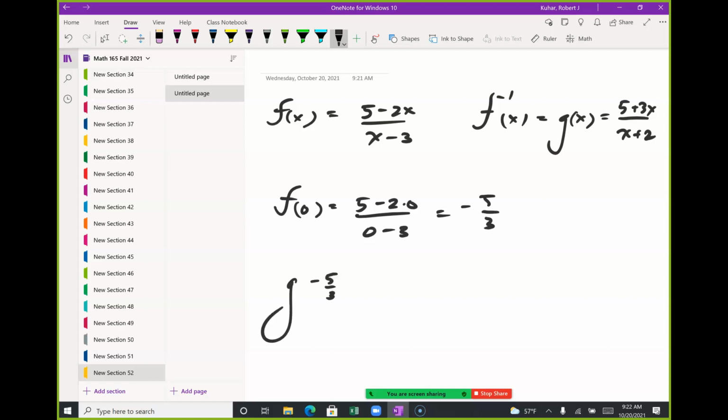Is everybody with me here? You can pick anything in the domain of f, right? The only problem is you can't pick everything. That's the problem. It takes too long, right? So I've got 5 plus 3 times negative 5/3 over negative 5/3 plus 2. That's 0 over who cares, right?